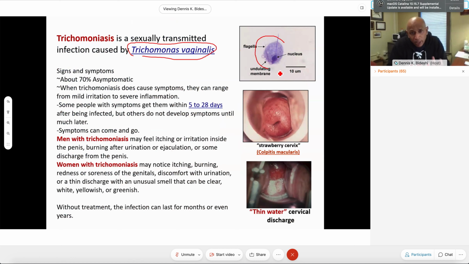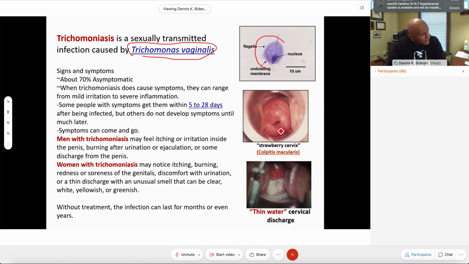So again, the only reservoir is humans. It can be transmitted between men and women, or men and men, you name it. With any sexual practice, if the genital area is contaminated or infected with this organism, you can have transmission. So it's Trichomonas vaginalis. There's no cyst stage to this one. So again, it's just direct sexual contact, all right?